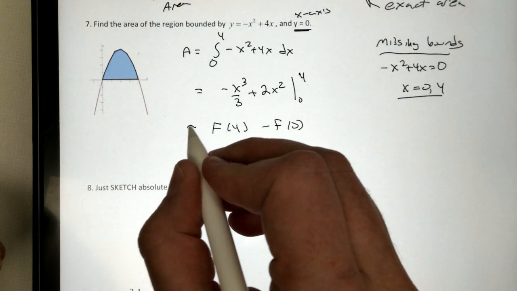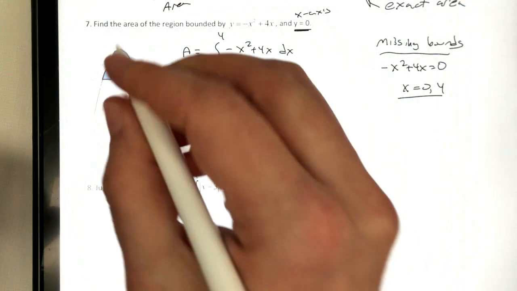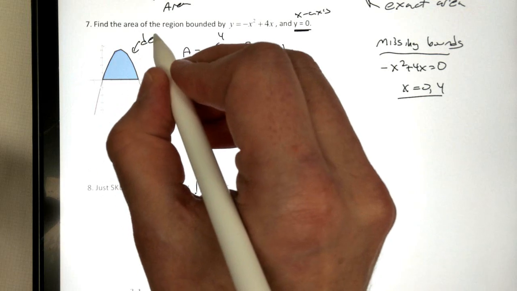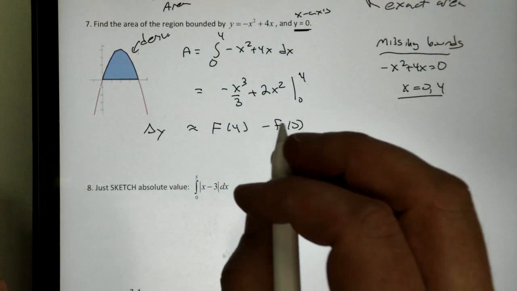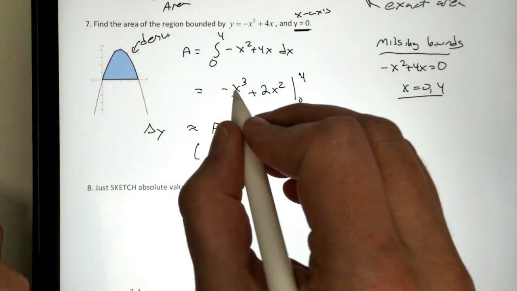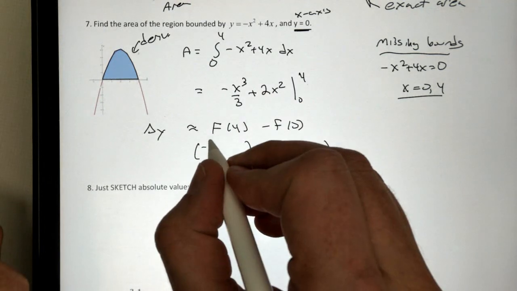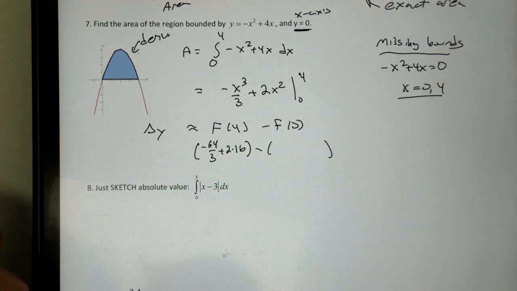Remember, what we're really doing here is we're finding the change in our y values of our original function. So this right here is a derivative. What we're trying to do is find a change in the y values of the function itself. Plugging in the 4, we're going to get negative 4 cubed is 64 over 3 plus 2 times 16.